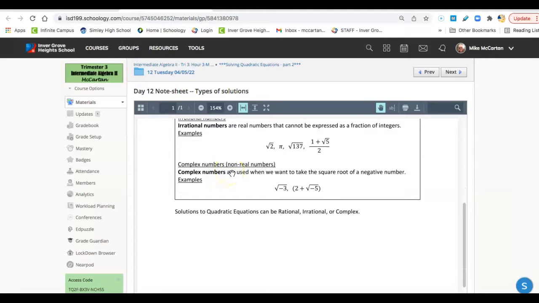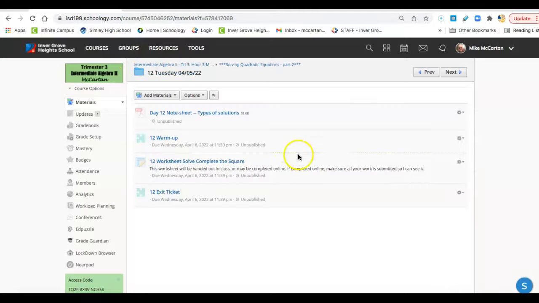Guys, complex numbers are non-real numbers. We've talked about them a little bit. When the graph is above the x-axis and never touches the x-axis. We use complex numbers when we want to take the square root of a negative number. And we'll do that when you guys get to your junior year. Again, if it's the square root of a negative number, then it's considered a complex or a non-real number, okay? Now let's go back. We'll start with the warm-up. Let's go ahead and do it. Call it out.